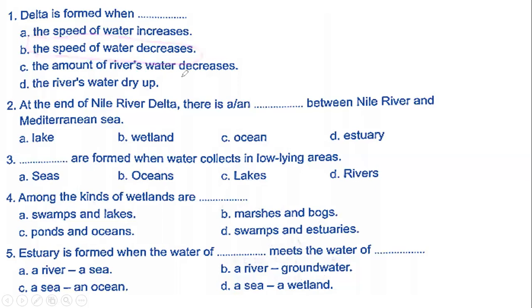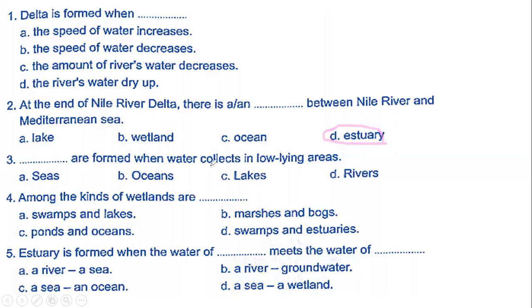The amount of river's water, at the end of Nile River Delta, there is what between Nile River and Mediterranean Sea? Mediterranean ده اللي هو البحر المتوسط. So what? A lake, a wetland, ocean, estuary. So what is between a river and a sea? Excellent. An estuary, yeah? So estuary is between them.